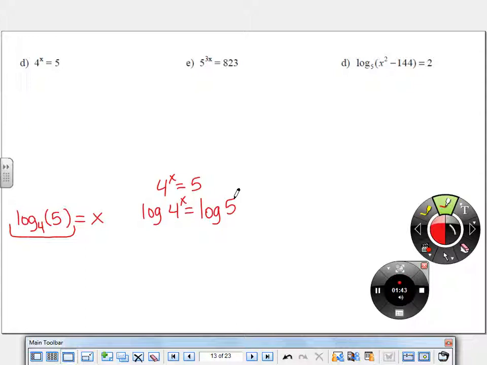Now notice I wrote a log without any base. And there's a button on your calculator that says log, and it doesn't have any base next to it. That doesn't mean you get to type in whatever base you want. That logarithm has an assigned base that is so common that we just don't write it. Okay? And so they call it the common logarithm.